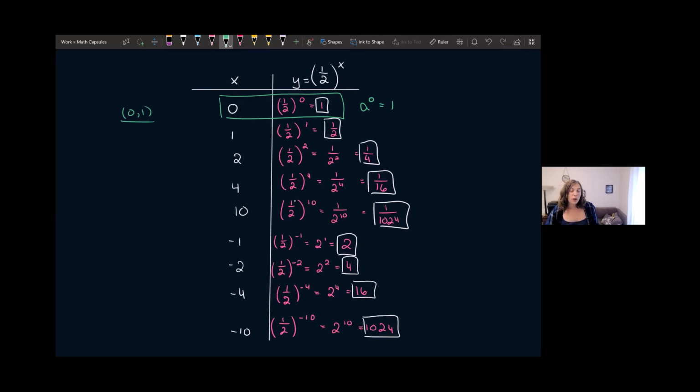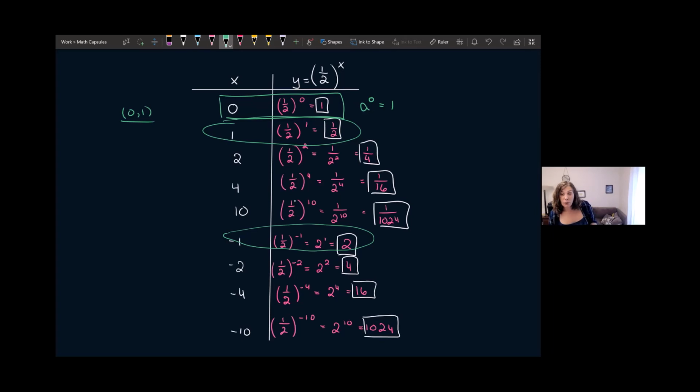For the rest, we can actually see that if we compare this case to 2 to the power of x, we have flipped all of our answers. So 1/2 to the power of 1 gives us 1/2, and 1/2 to the power of -1 gives us 2. Well, that's the opposite of what we saw for 2 to the x. So the answer for x equals 1 and the answer for x equals -1 have been exchanged. And that's happening because when I apply a negative exponent, I'm taking the reciprocal of my base. So 2 becomes 1/2, or 1/2 becomes 2.